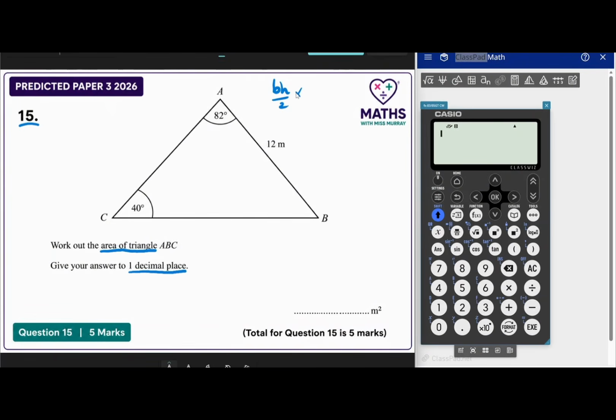The other rule that you can use, which is on your formula sheet for the area of a triangle, is half AB sine C. And what you need for that is the 2 sides with the angle in between them, because this will be your angle C and these will be your sides A and B. At the moment, we don't have that, which is why this is worth 5 marks, because we've got a couple of steps that we're going to need to take to get there.